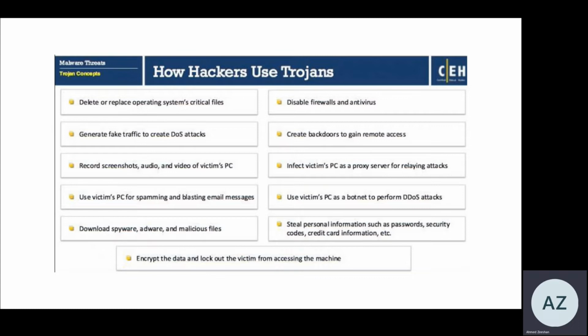So how do they use a Trojan? They delete or replace operating system critical files. They can generate fake traffic to create denial of service attacks. They can record screenshots, audio, and video of victims' PCs. They can use victims' PCs for spamming and blasting email messages. They can steal personal information such as passwords, security codes, credit card information, etc. They can also encrypt the data and lock out the victim, and they can ask for money. All right, so it can also help with ransomware as well.